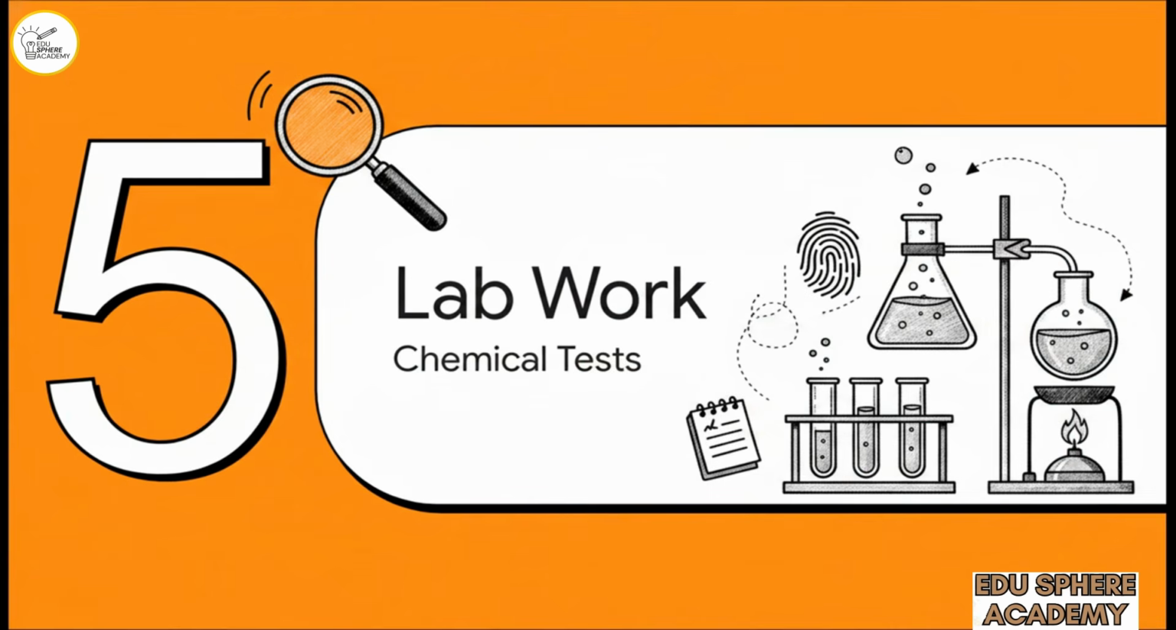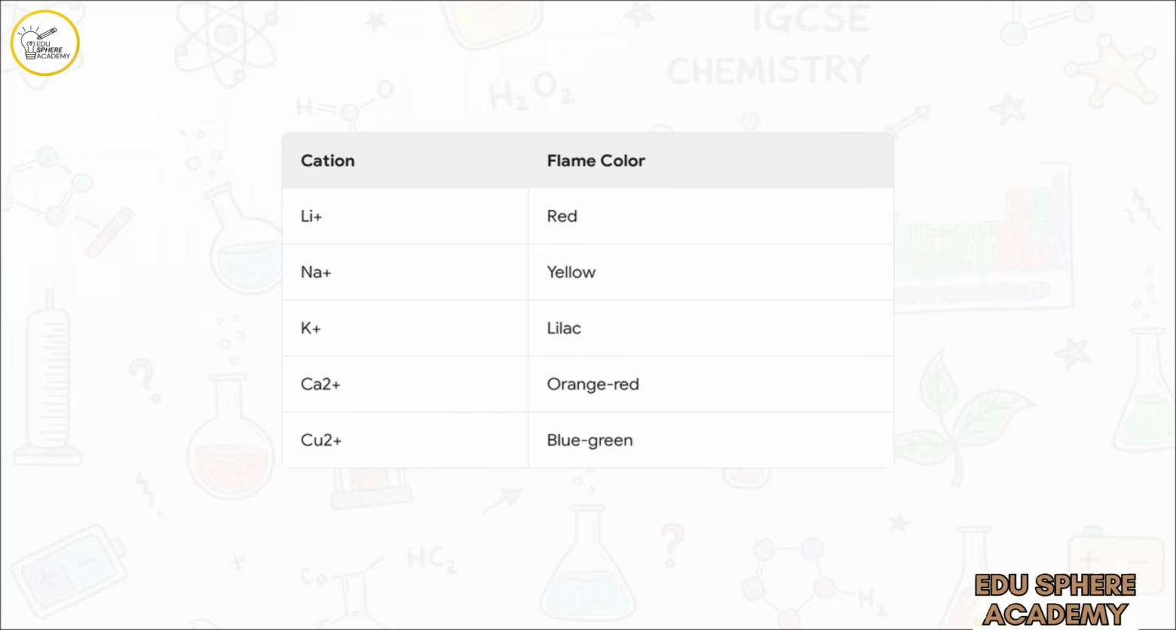Finally, we've made it to Section 5, Lab Work, Chemical Tests. Okay, theory is great and all, but in chemistry we have to actually prove everything we've learned through chemical analysis. This simple, super colorful table is an absolute must memorize for your exams. By putting a sample on a clean nichrome wire and holding it right in a roaring blue flame, you can instantly identify positive metal cations.